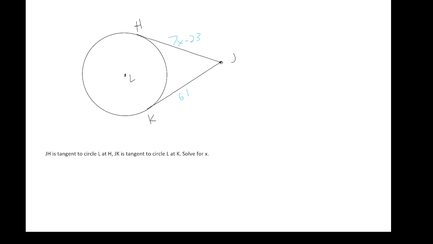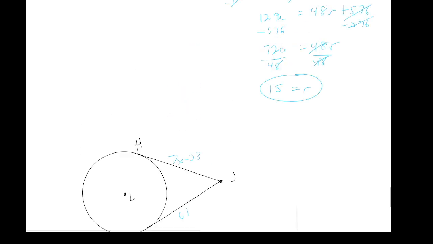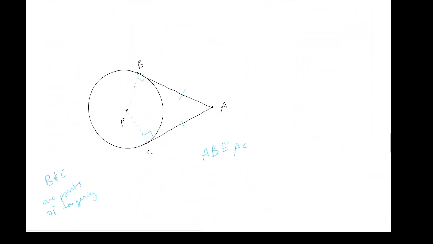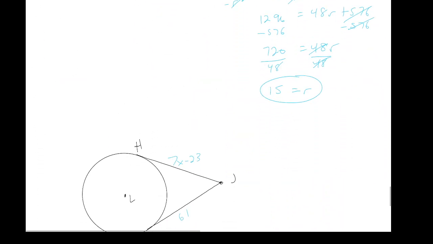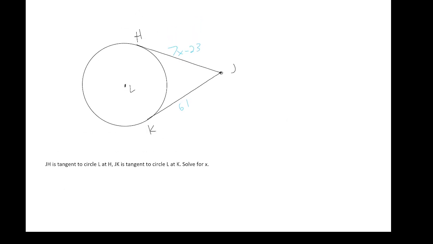I think this problem's a lot more straightforward than the last one. You know why? Because remember what we learned back in this example way up here. When we have a circle and a point exterior like A, there are exactly two lines from that point that are tangent to the circle, and they are congruent. So in other words, HJ is congruent to JK.